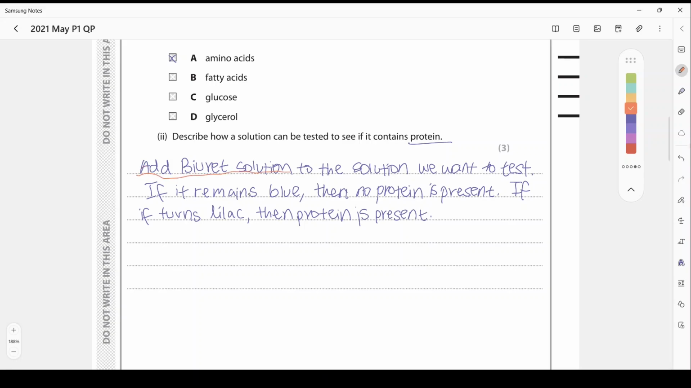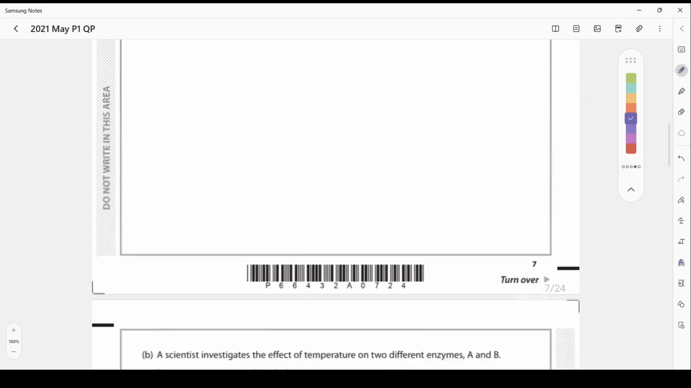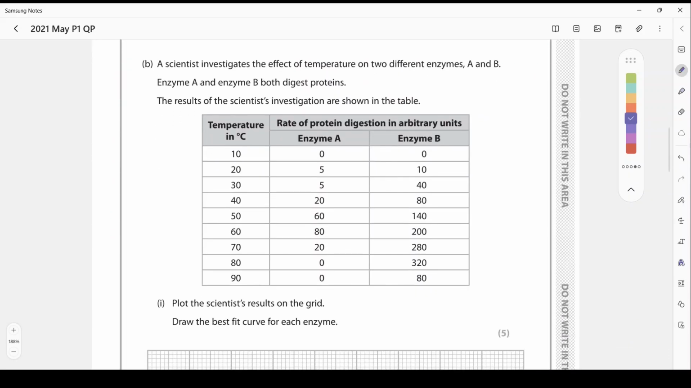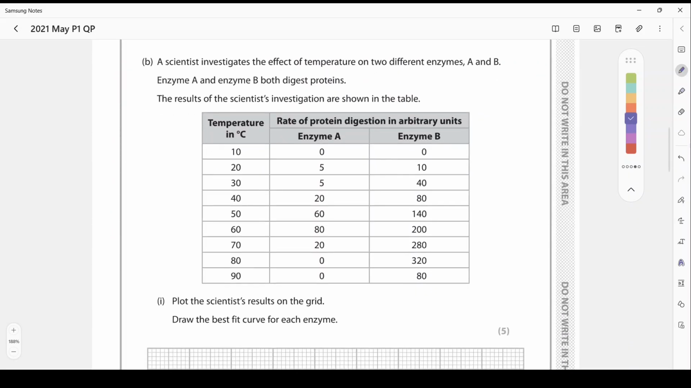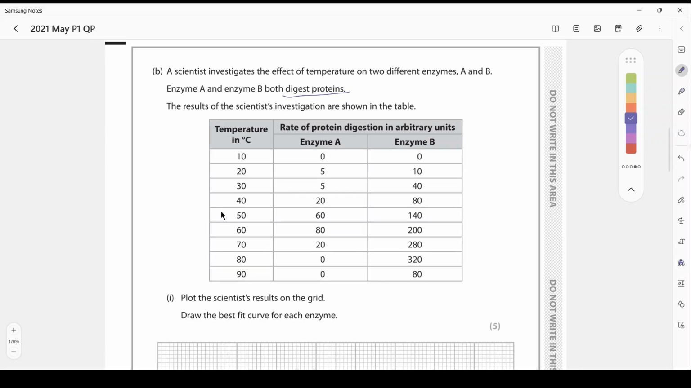That's the first mark. If it remains blue, then no protein is present. If it's lilac, then there is protein present. Those are the 3 marks. All right, let's move on to part B. A scientist investigates the effect of temperature on two different enzymes, A and B. Enzyme A and enzyme B both digest proteins. It will digest proteins to amino acids. The results of the scientist's investigations are shown in the table.